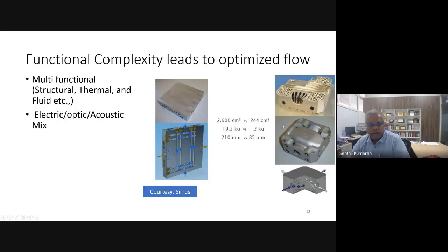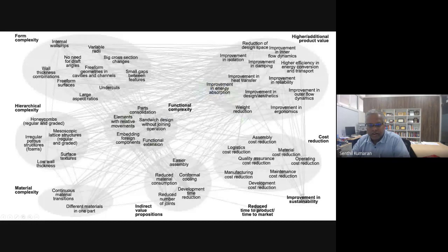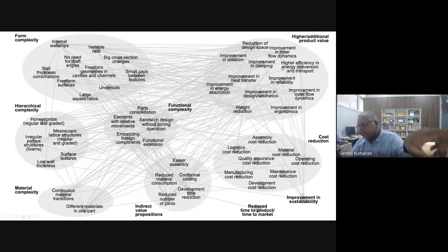You have this opportunity here again. Functional complexity is about flow and other behaviors which can be improved. You can put electrical, optical, thermal, flow, and conductive properties all into one. You can also integrate electronic components as part of a mechanical component, which is functional integration. This is the one slide I want to basically tell about. You have form complexity, hierarchical complexity, and material complexity. They get you a reduction in design space, flow dynamics improvements, and lower energy consumption. This is the objective and the enabler that we discussed in the first slide. This one is the objective, and this one is the enabler. So we are getting that here.